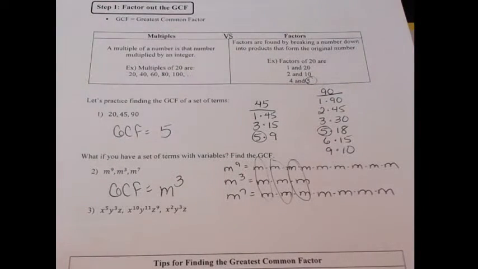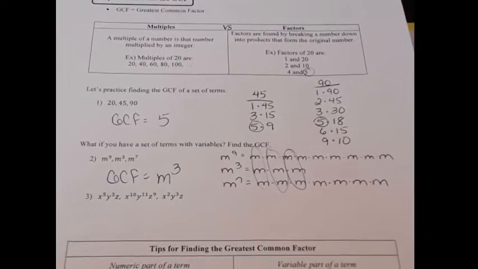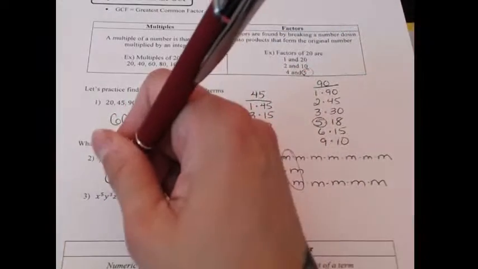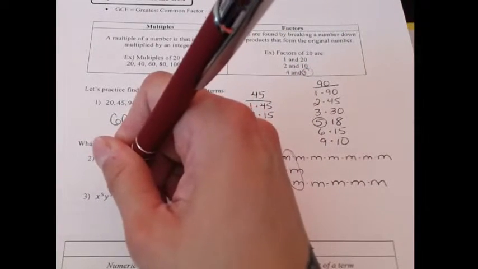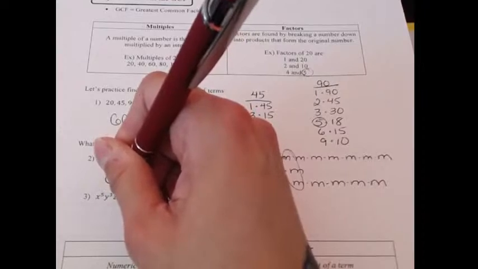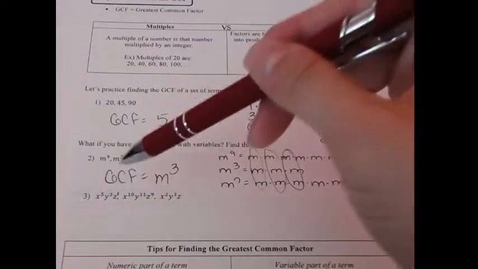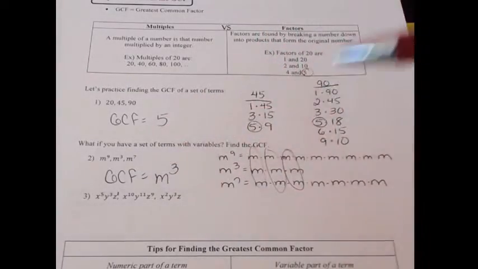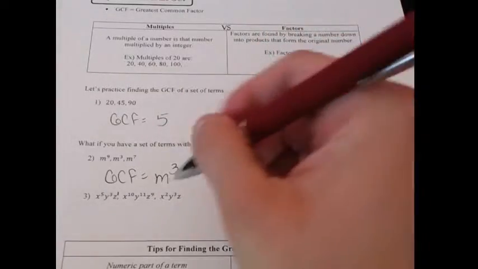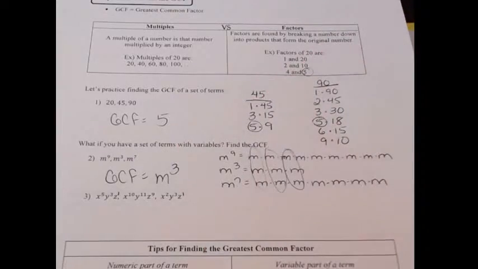Take a look at number 3. We have x to the 5th, y to the 3rd, z. Remember, if you see a variable base without a power, we know that it's actually a power of 1. So let's write that in there. X to the 10th, y to the 11th, z to the 9th. X to the 2nd, y to the 3rd, z to the 1st.